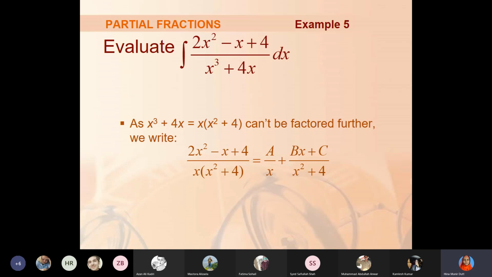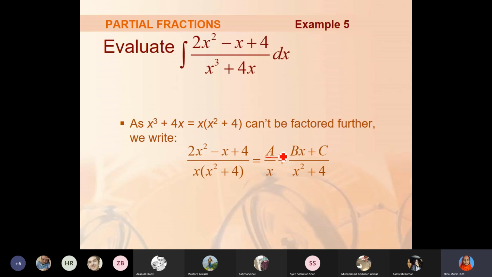Okay, let's see how you will solve this question. Now I have a proper rational function, so no need to do long division. So factorize x cube plus 4x, whose factorization is x into x square plus 4. So I will write a over x plus bx plus c over x square plus 4. I need to determine 3 unknowns.